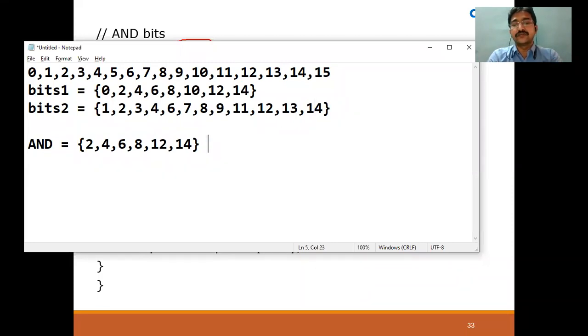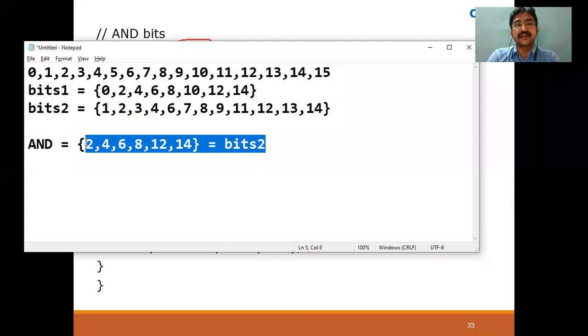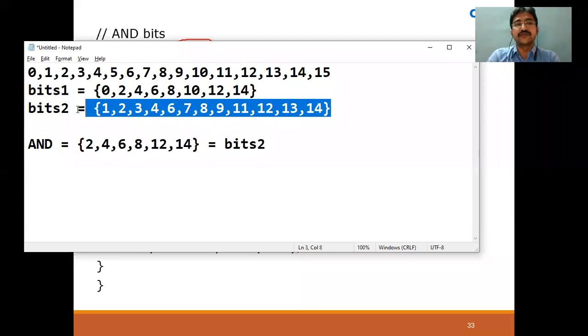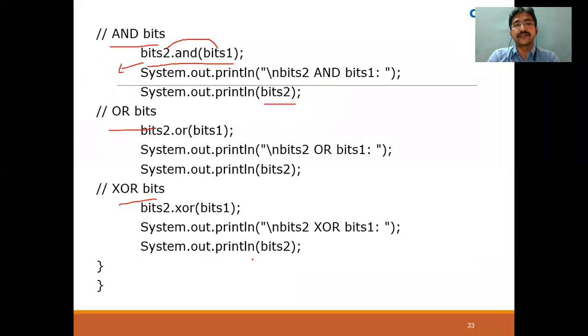Where is it stored, to whom do I need to map? I'm mapping to bits 2. Now currently in bits 2, what are the values? 2, 4, 6, 8, 12, 14. Previously the bits 2 values were 1 to 14 except 0, 5, 10, 15. Okay, now it displays the output like that.